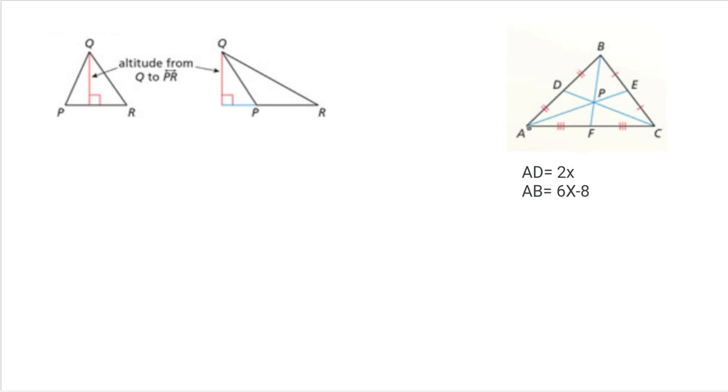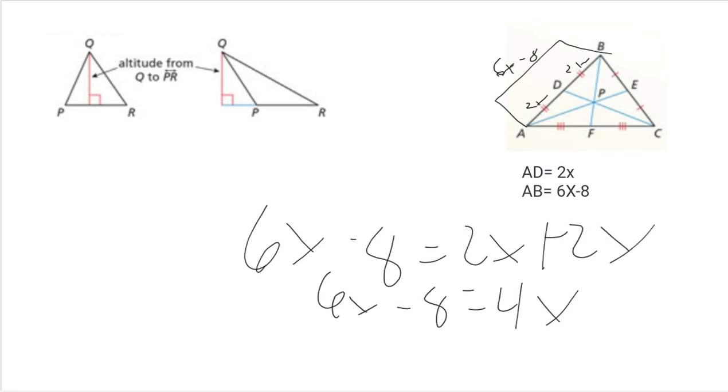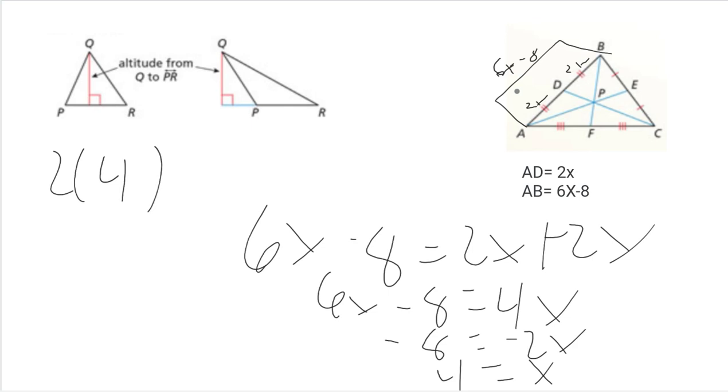And now to find AD. AD is 2x, but that means that DB is also 2x. So I have 2x and 2x. But I also know that AB, this whole thing, is 6x minus 8. So I can set these equal to each other. So then I have 6x minus 8 is equal to 2x plus 2x. So 6x minus 8 is equal to 4x. Negative 8 is equal to negative 2x. So 4 is equal to x. And I can plug that back in to find AD. And so 2 times 4, or 8.